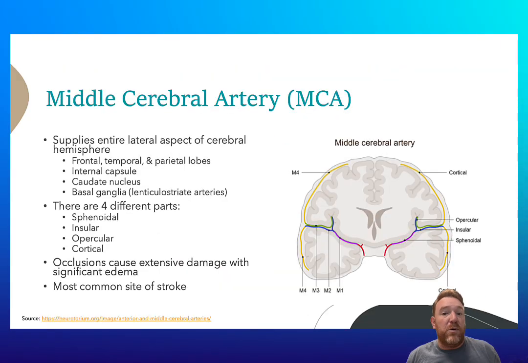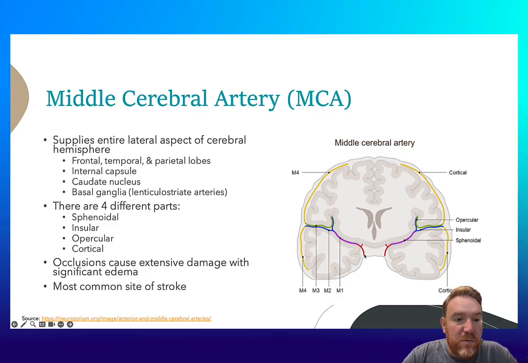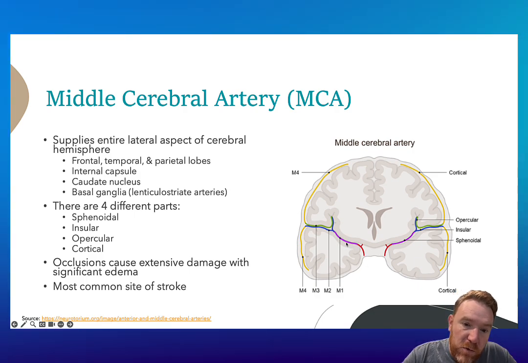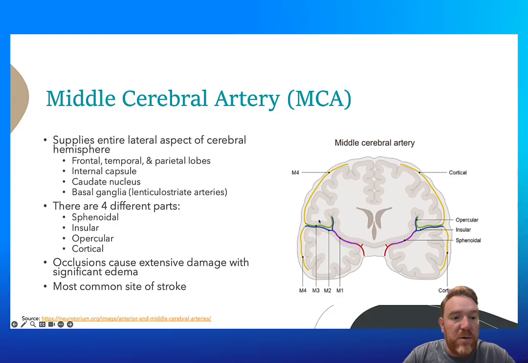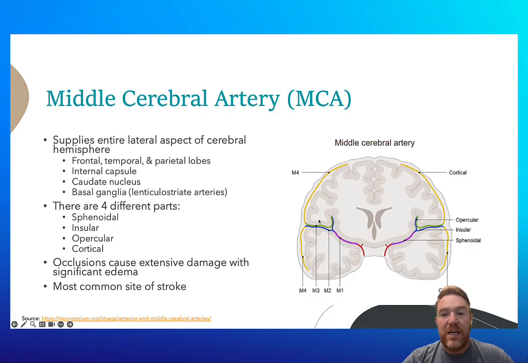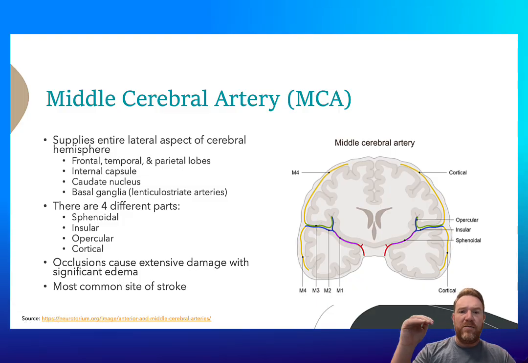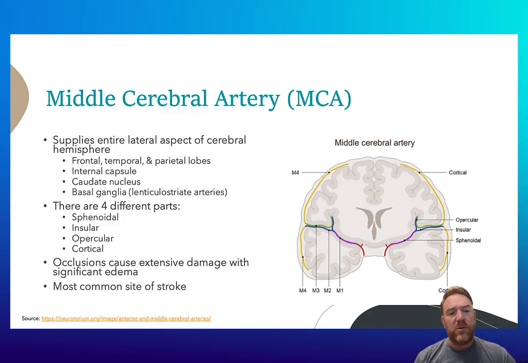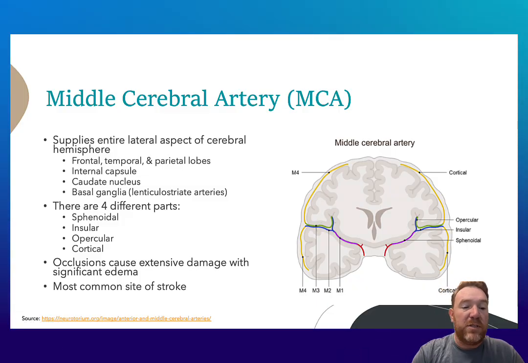So let's talk about the big one first, the middle cerebral artery. This middle cerebral artery is going to originate at that internal carotid. It's going to come up, move through that sylvian fissure, and then divide in different ways here. So it's going to usually supply the frontal lobe, temporal lobe, parietal lobes, the internal capsule, which a lot of motor tracts run through, the caudate nucleus, and of course the basal ganglia.